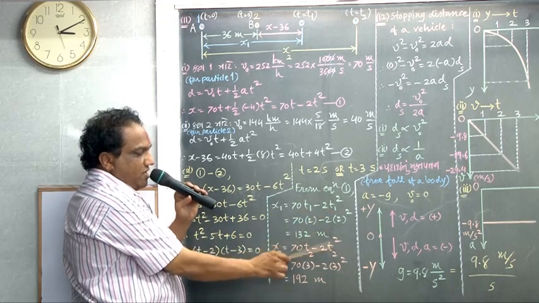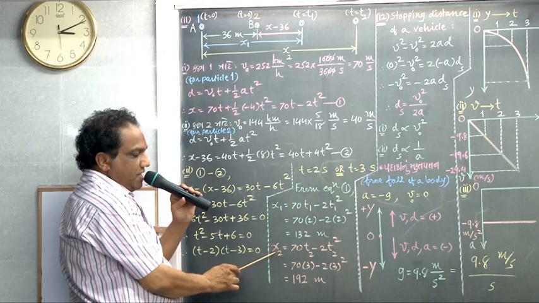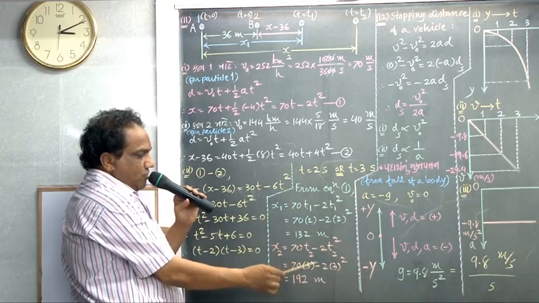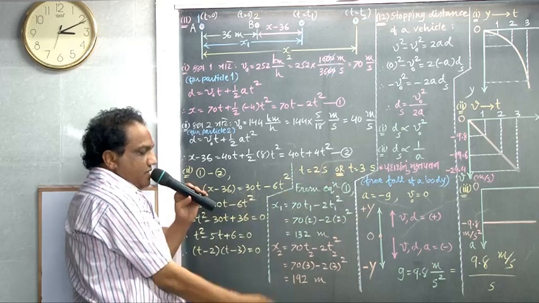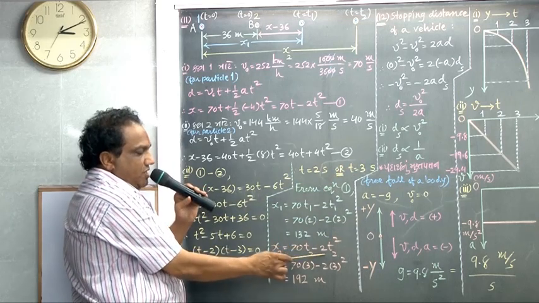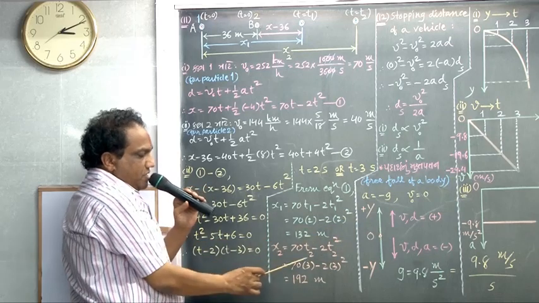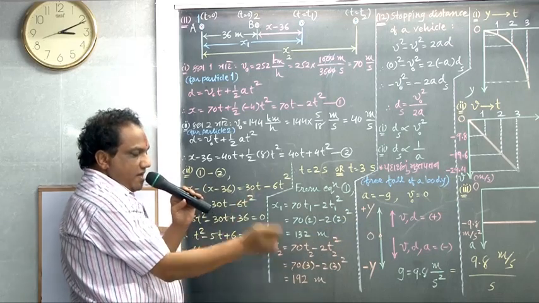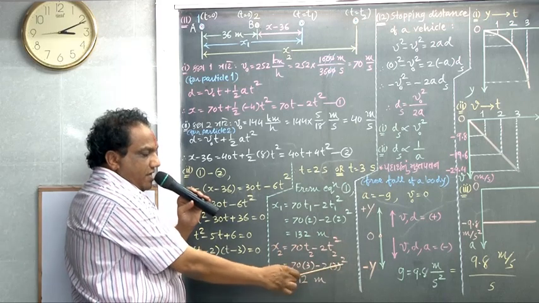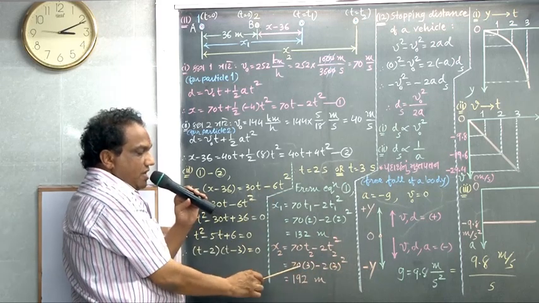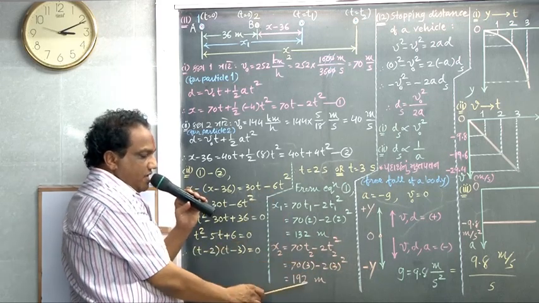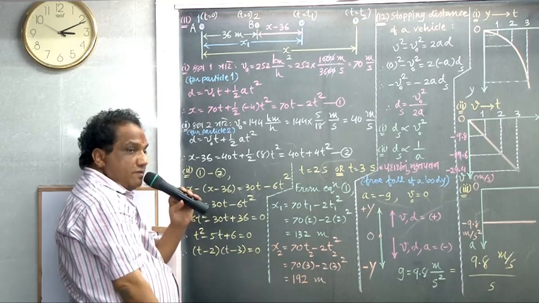Now instead of t1, you must write t2, and instead of x1, let me write x2. 70 into t2. What is the other time? 3 seconds. So this is 3, minus 2 into t2 square, which is 3 square. 70 times 3 is 210. 3 square is 9, 9 into 2 is 18. 210 minus 18. The answer is 192 meter.